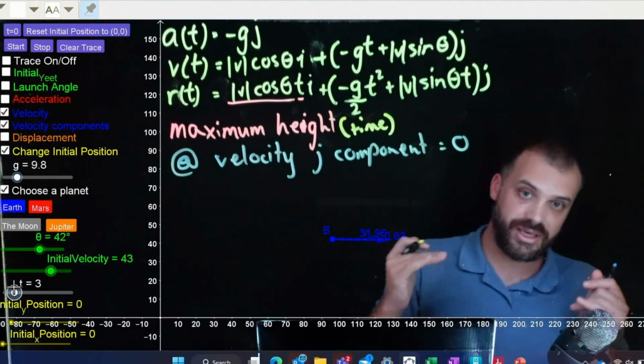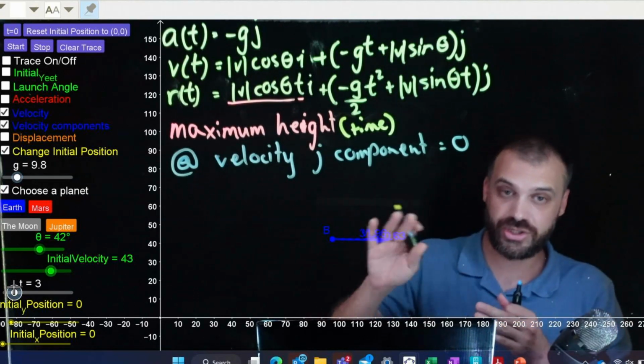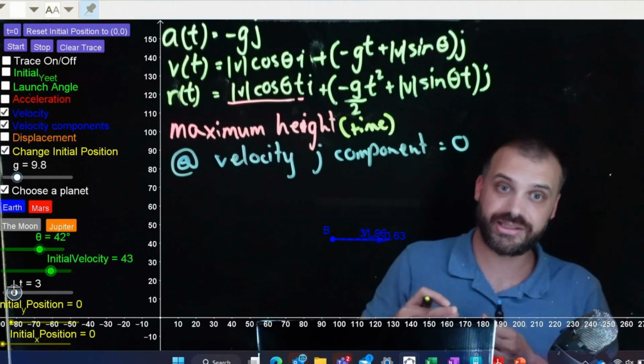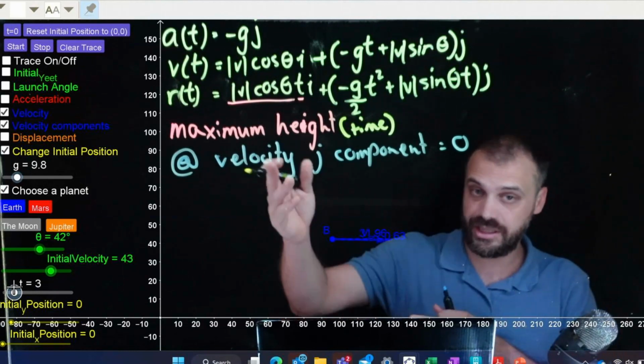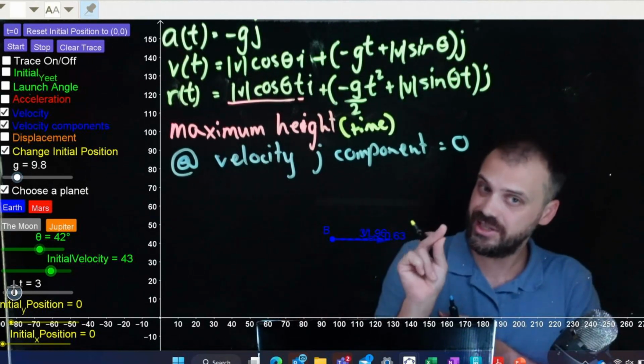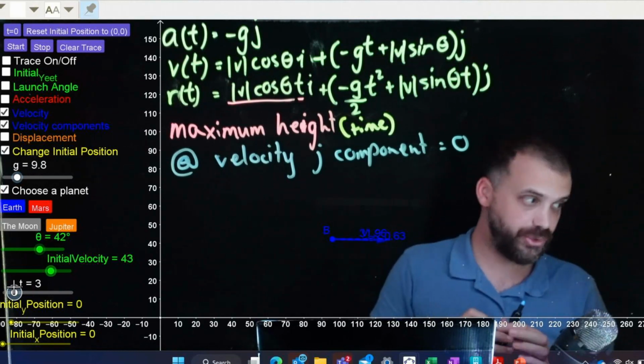Of course, you can do this with the Cartesian equation as well, but if you were asked at what time is it at its maximum height, the Cartesian equation might not help you as much.